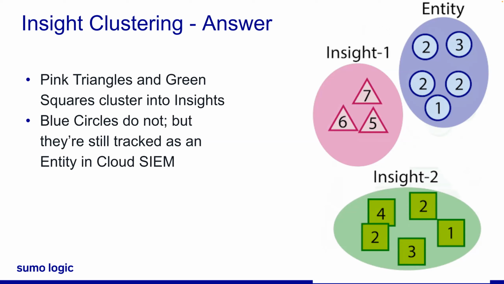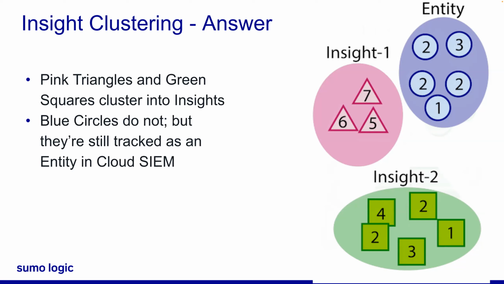Now, the blue circles, those won't cluster to an insight. Cloud SIEM is still going to track the entities on the entity tab, but the activity score there is a 10. So until another rule with the severity of 2 or higher triggers with that entity, it will not cluster into an insight. So if it did have another severity of 2, then it would cluster into an insight, but in this case it doesn't, it adds up to 10.